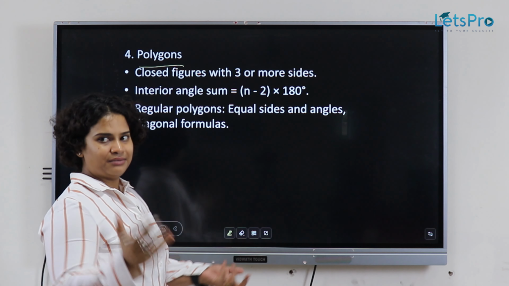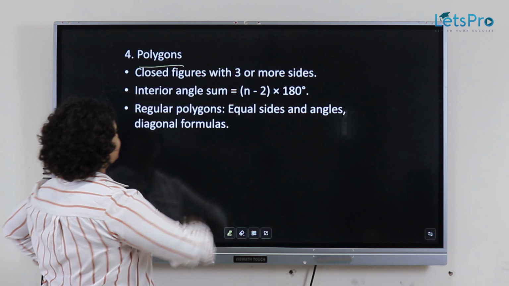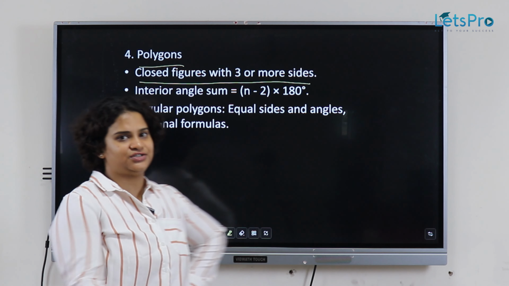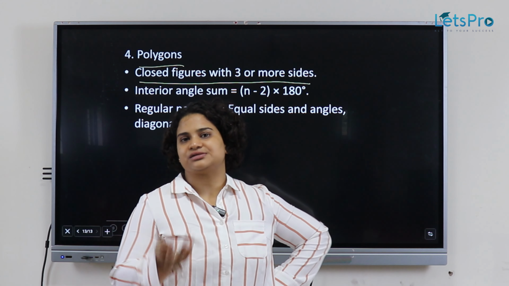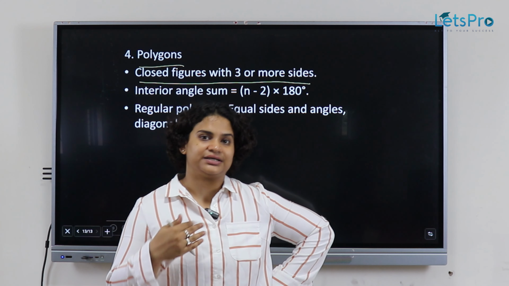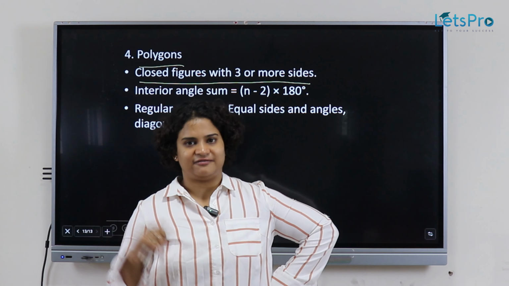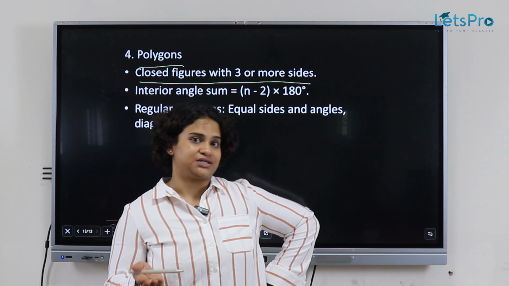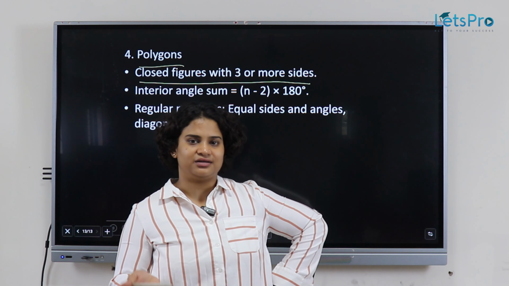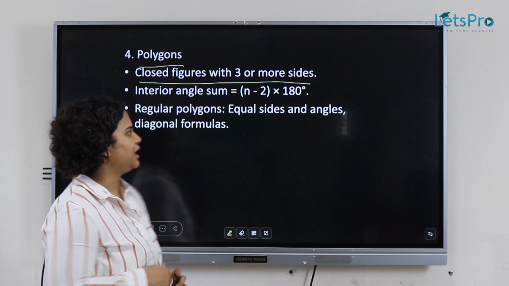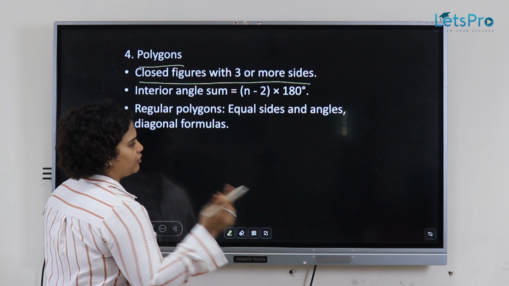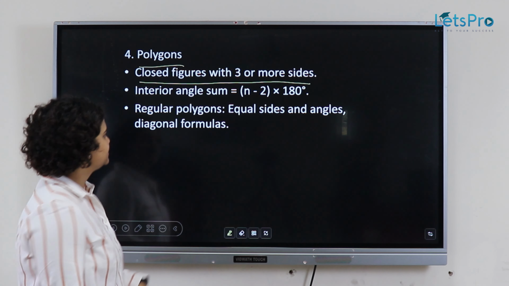Okay, now let's come back to polygons. What is a polygon? A many-sided figure, right? It's a closed figure with 3 or more sides. If it's 3 sides, then it's a triangle. If it's 4 sides, it's a square. 5 sides, we call it a pentagon, pent meaning 5. Then there comes hexagon, then heptagon, also called septagon. Then there is octagon, nonagon, and decagon. So I hope you'll know the prefixes.